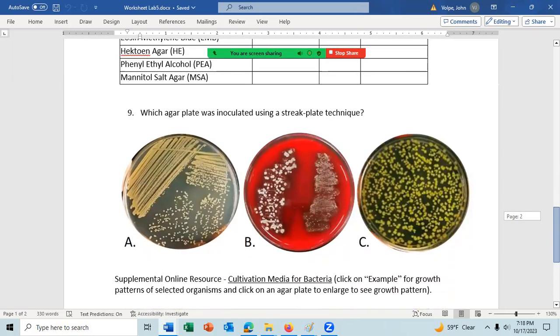And then 9, your last question, which agar plate was inoculated using a streak plate technique? Plate A, plate B, plate C. You can either circle the answer or circle the plate, or you can write it out, B down here or up there, wherever. Any question on the lab?